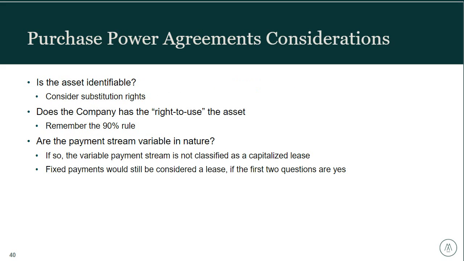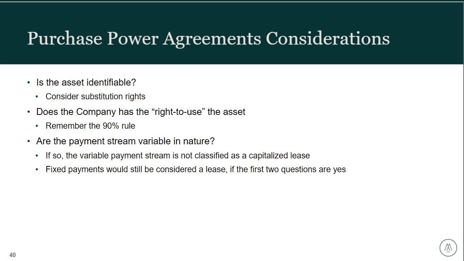And then I think we hit this pretty well in the front examples on the purchase power agreement. Diving into the assets, are they identifiable? Is there significant substitution rights? Right to use, 90% rule of something. And one point I wanted to make sure that we say is if there's a variable payment stream, that's not classified as a lease.